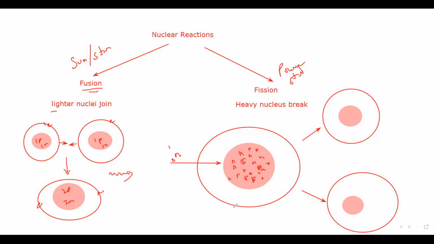How do we break the nucleus? We target the nucleus with a neutron. When we target the nucleus with a neutron, this neutron breaks the nucleus into two parts, and the heavy nucleus splits into two parts and releases energy. So this energy is released by a nuclear fission reaction. Is the concept of the two nuclear reactions, fission and fusion, clear?